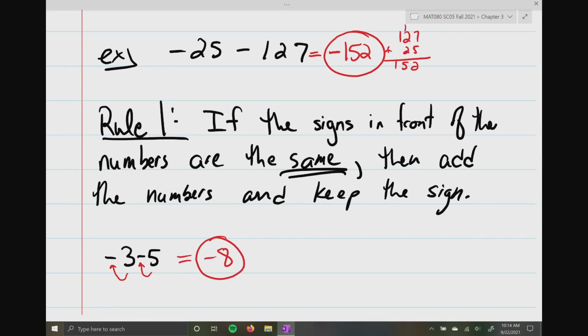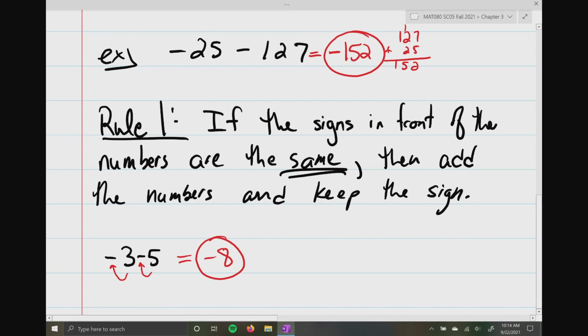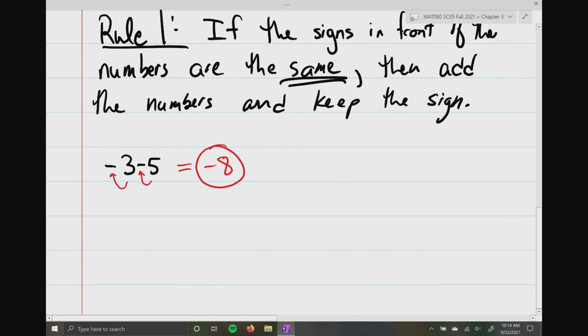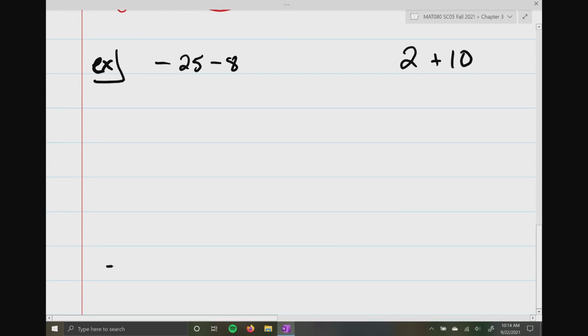Perfect. All right. So I'm going to give you a couple to do now. I promise I won't make them too crazy. There's the first example. Here's your second example. And I'll give you one more. Try those 3.